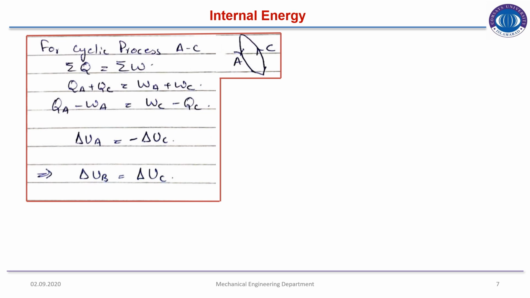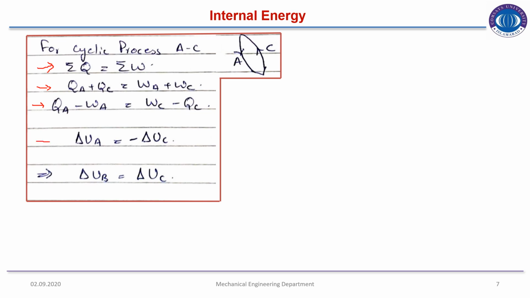Now for cyclic process AC, from the first law of thermodynamics, summation Q is equal to summation W. QA plus QC is equal to WA plus WC. WA will come on the left hand side and QC will go on the right hand side. So it becomes QA minus WA is equal to QC minus WC.